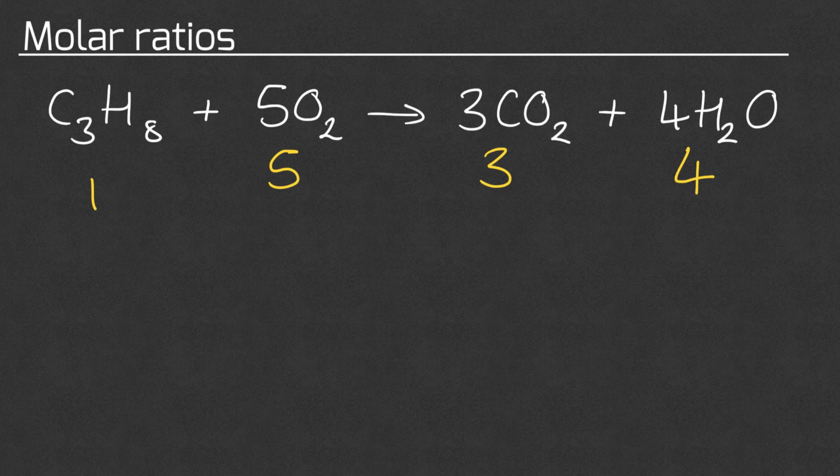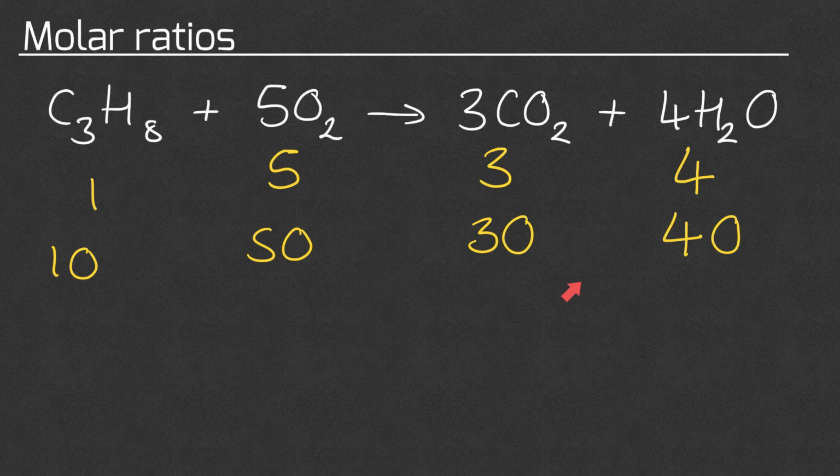And remember that each of these moles represents 6.02 times 10 to the power of 23 molecules. So 6.02 times 10 to the 23 molecules of propane plus 5 times 6.02 times 10 to the power of 23 molecules of oxygen, and so on. These are all ratios though. So if we instead started off with 10 moles of propane, we would need to react it with 50 moles of oxygen, producing 30 moles of carbon dioxide and 40 moles of water.